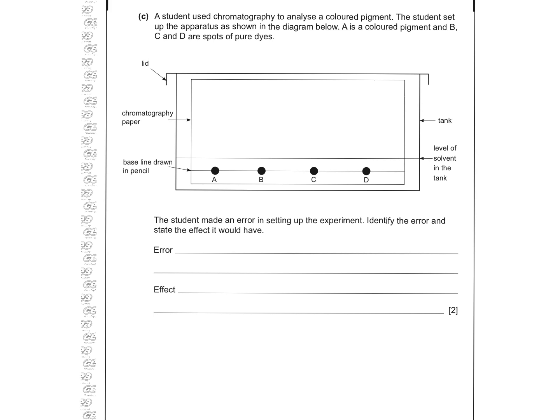Part C is a question about chromatography. And the student made an error in setting up this experiment. We have to identify the error. Well, you can see, hopefully, that the baseline is below the level of the solvent. And that will mean that the samples will just get washed off the paper, or they'll just dissolve into the solvent. And of course, what we want to happen is for the solvent to soak into the paper, soak up the paper, and then carry the samples with them.